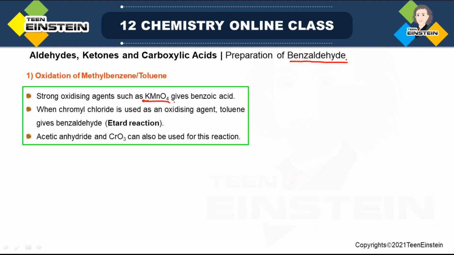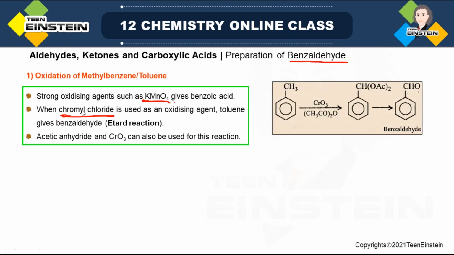So if you take methyl benzene or toluene and treat it with KMnO4, which is a very strong reagent, then you will end up with the product benzoic acid. But that is not the desired product. The desired product is benzaldehyde, and for that we have to use reagents such as chromyl chloride. This reaction is also known as the Etard reaction, and for this reaction we can also use another reagent combination that will give the same type of result, and that is CrO3 and acetic anhydride.